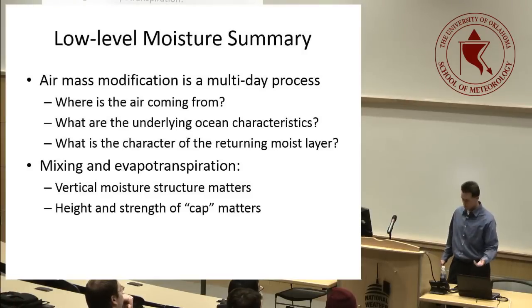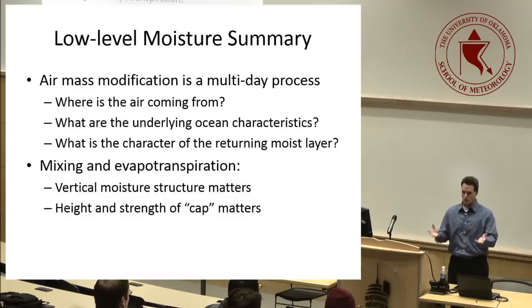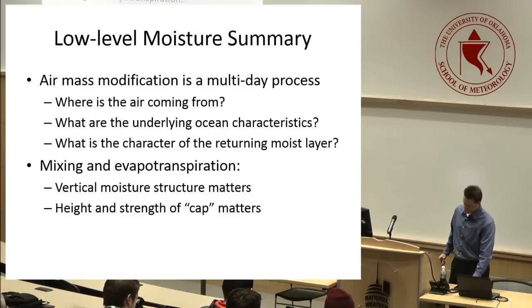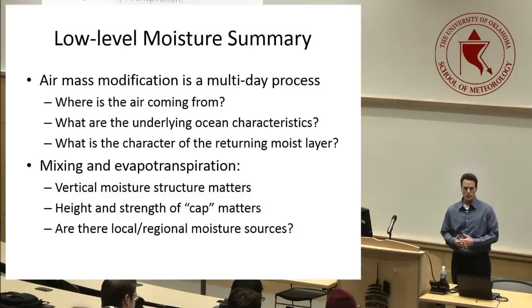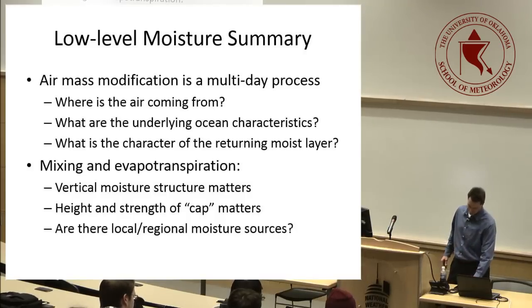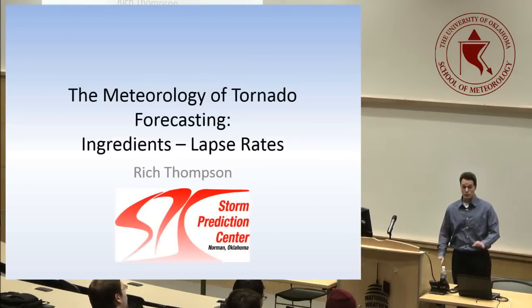You have to consider the structure of the temperature. Or if we get deep mixing, that's not going to allow the moisture to accumulate in the boundary layer, and so there has to be some sort of cap. And then, of course, what do the regional and local moisture sources look like that could either help or hurt, as we've shown. All right, so that's what I have for the first part.